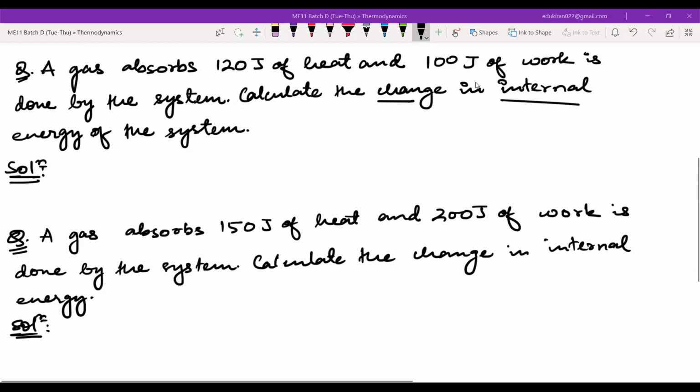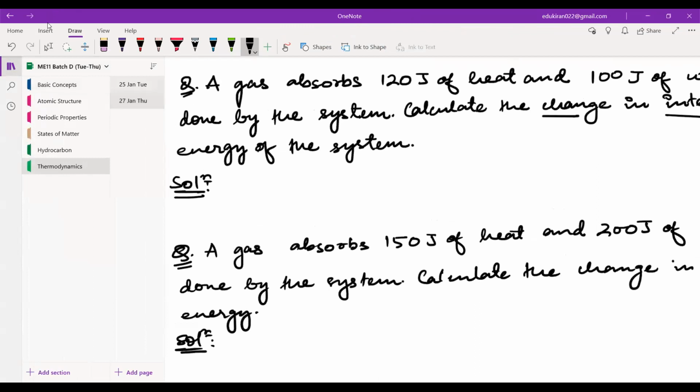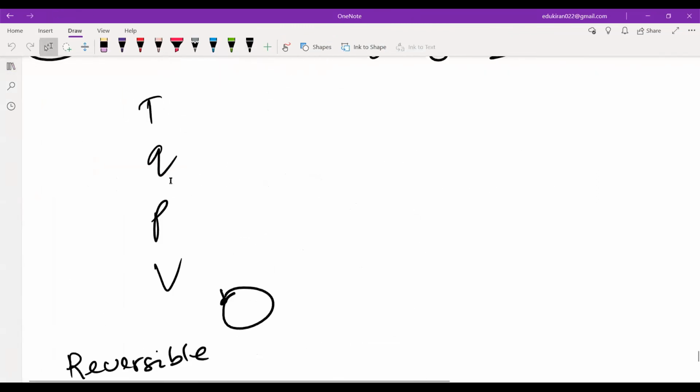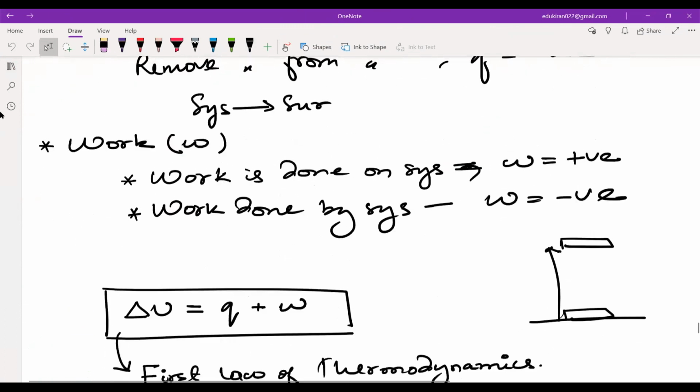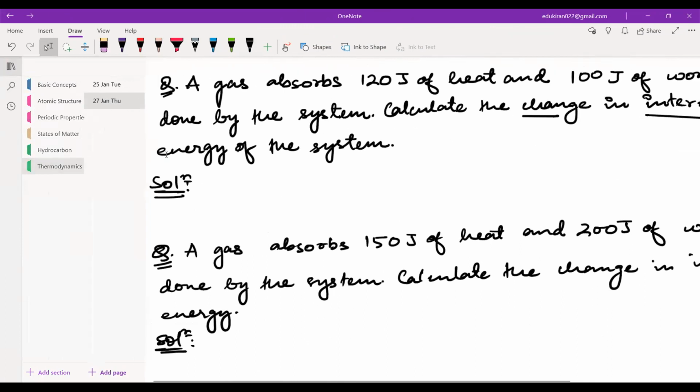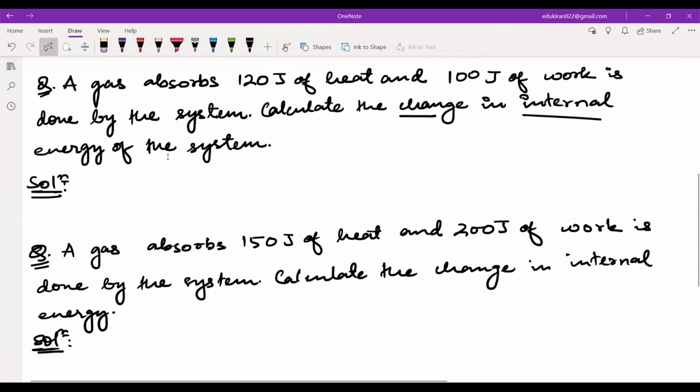Yesterday we did that in the previous class, no? See, this thing we have written now. Okay. So Razan, see, one thing is that you should always develop an intuition for a particular problem. So if gas is absorbing 120 joule, what will happen to the internal energy? It will increase or decrease? You tell me that.